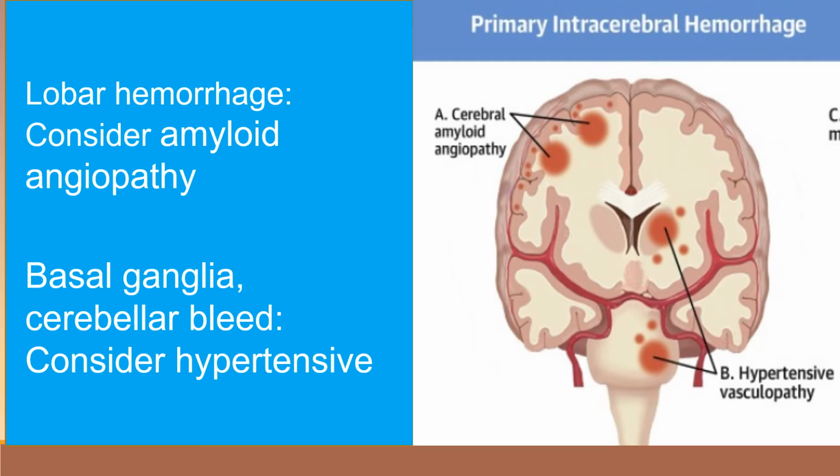A lobar hemorrhage is usually close to the surface of the brain, and we need to consider amyloid angiopathy as the cause of the bleeding. Another type of bleeding is in the basal ganglia and sometimes in the cerebellum, and these are more commonly caused by hypertensive vasculopathy or from chronic hypertension.